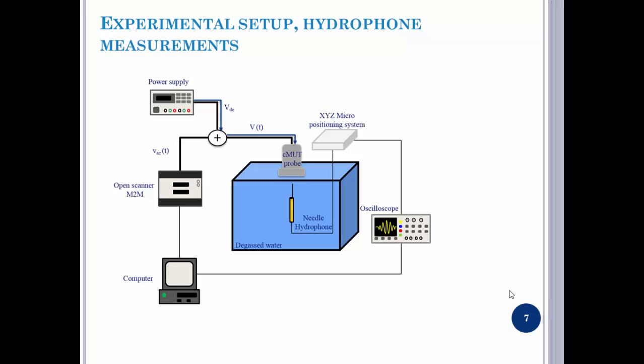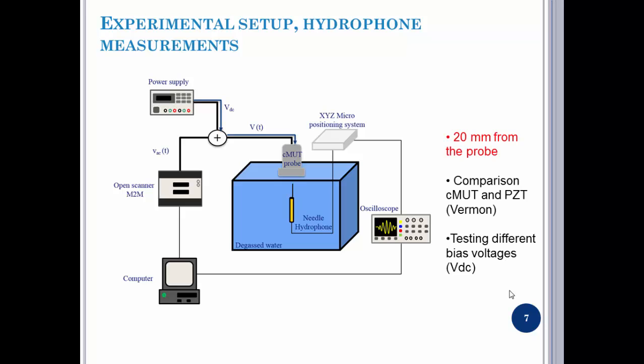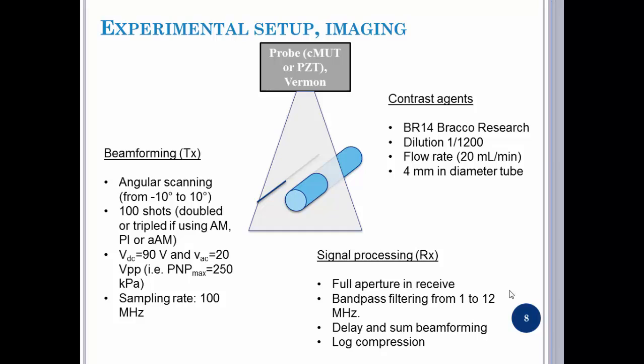Going to the experimental measurements, first we are going to show some hydrophone pressure measurements. We have our system with an open scanner. This kind of system is used for NDT, but it could be used for other things. We have a probe here that was designed and created by a partner, and we have the power supply for the bias voltage. I've been testing, comparing Cmut and piezoelectric and comparing different bias voltages.